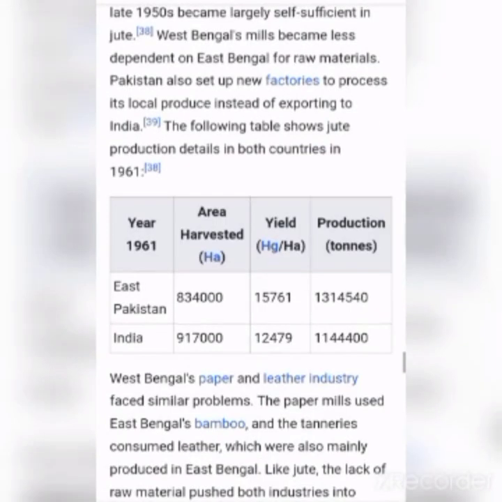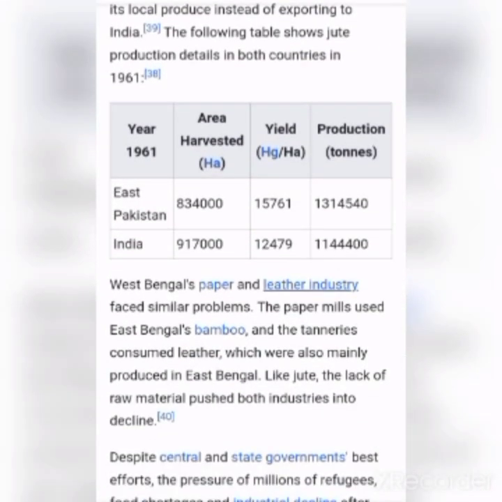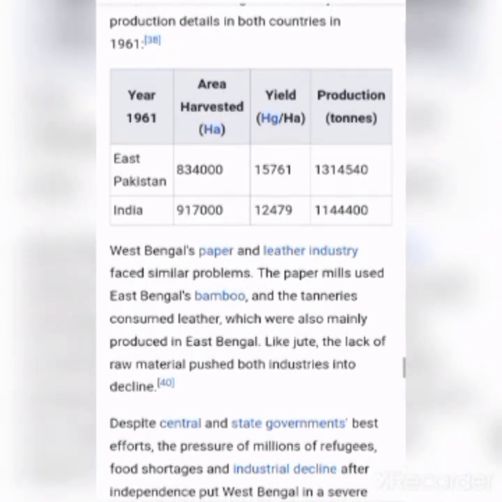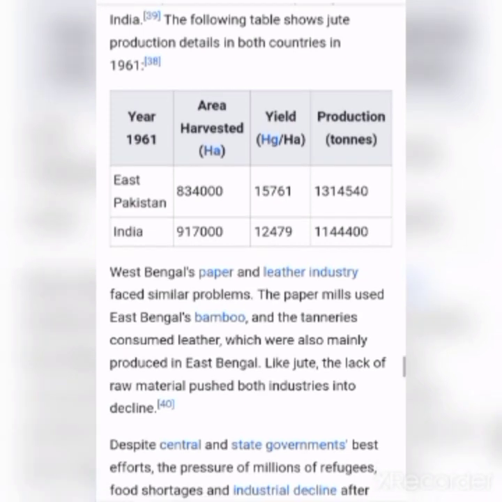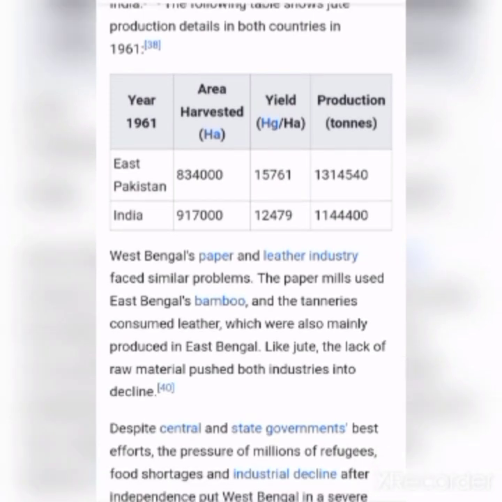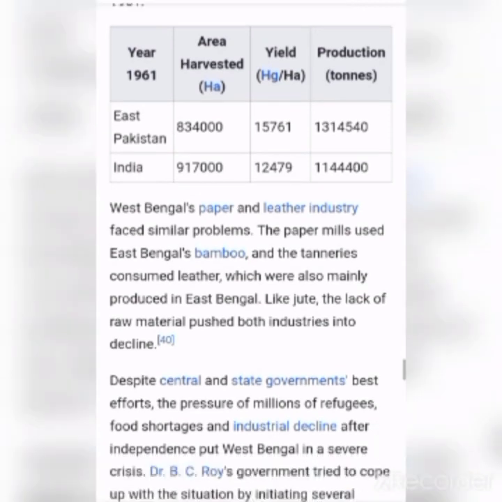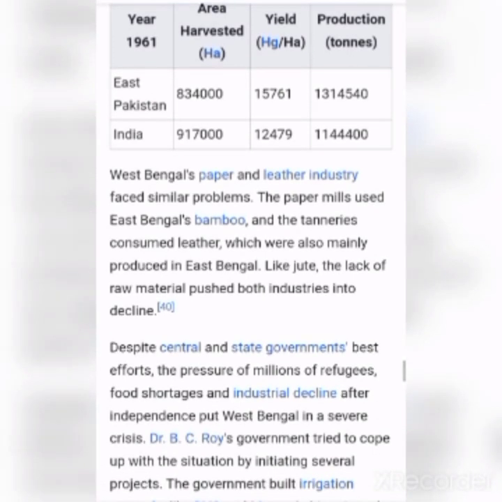1961. West Bengal's paper and leather industry faced similar problems. The paper mills used East Bengal's bamboo, and the tanneries consumed leather, which were also mainly produced in East Bengal. Like jute, the lack of raw material pushed both industries into decline.